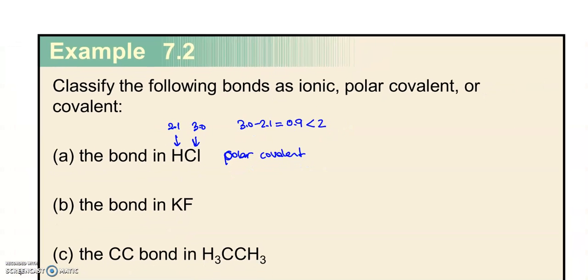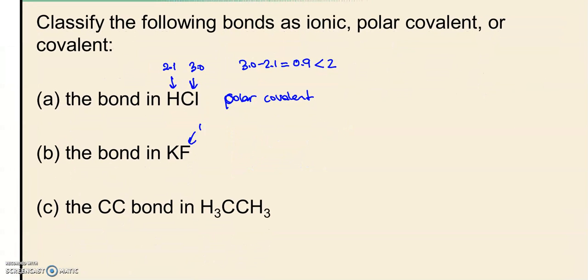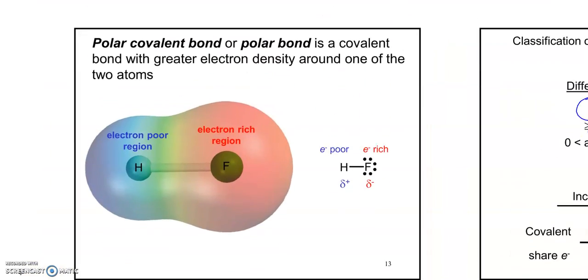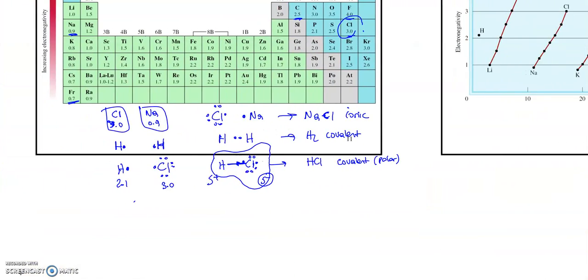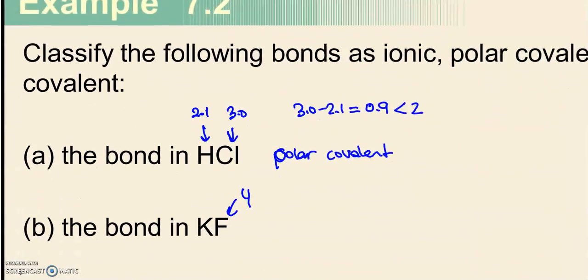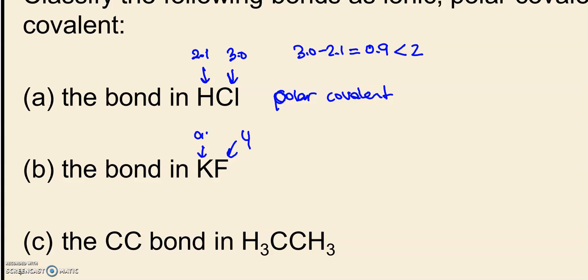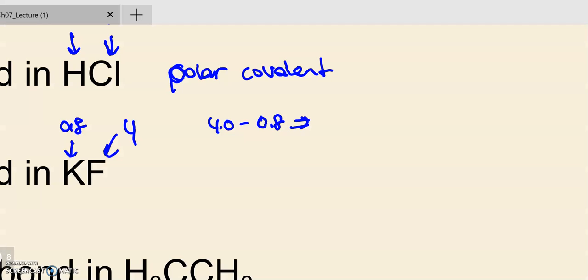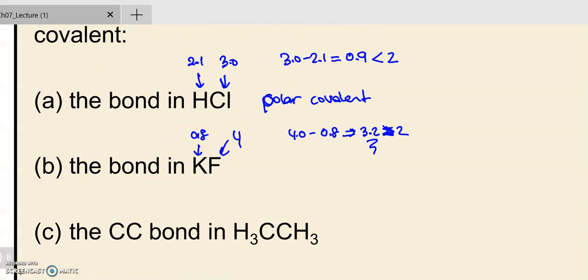When I look at potassium and fluorine, fluorine is 4, and potassium is 0.8. So 4.0 minus 0.8 is going to be 3.2. That's more than 2, so it's going to be ionic.